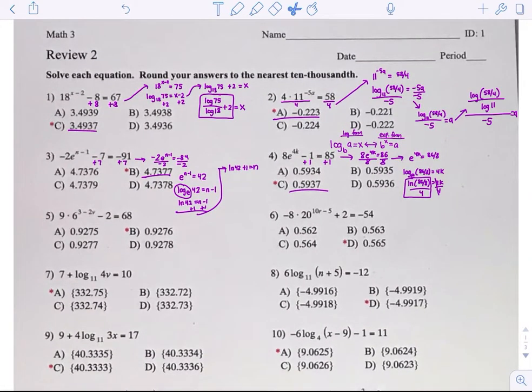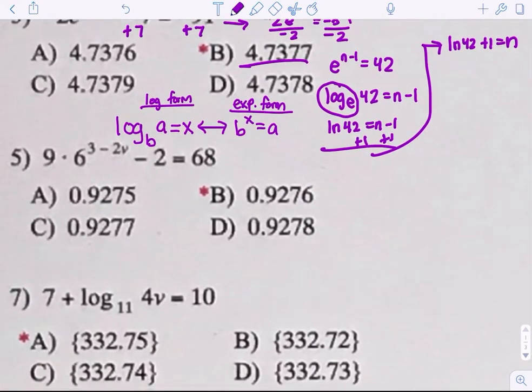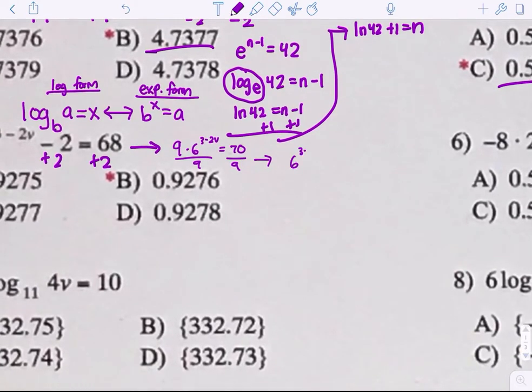Alright, here's 5. Alright, so we're going to add 2 to both sides. So 9 times 6^(3-2v) is equal to 70. Divide both sides by 9. So we're going to get 6^(3-2v) is equal to 70 over 9. This is an exponential form, so we got to make it into log form. So log base 6 of 70 over 9 is equal to 3 minus 2v.